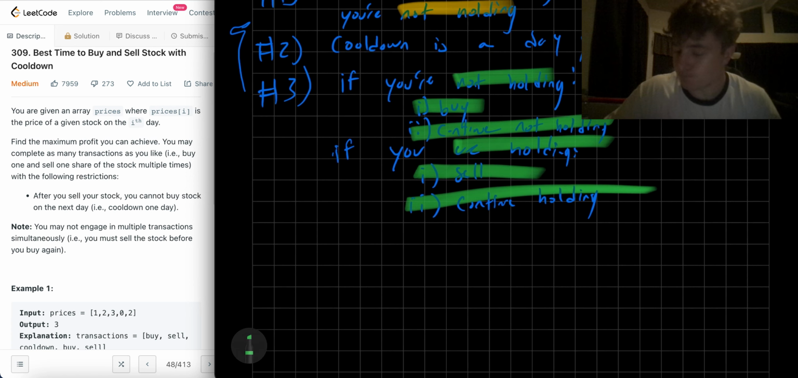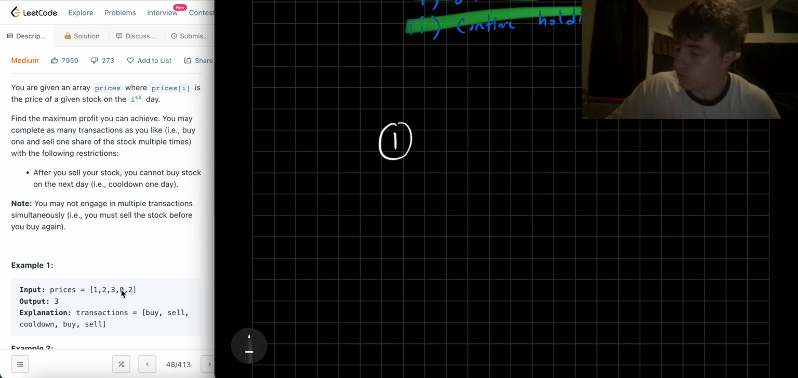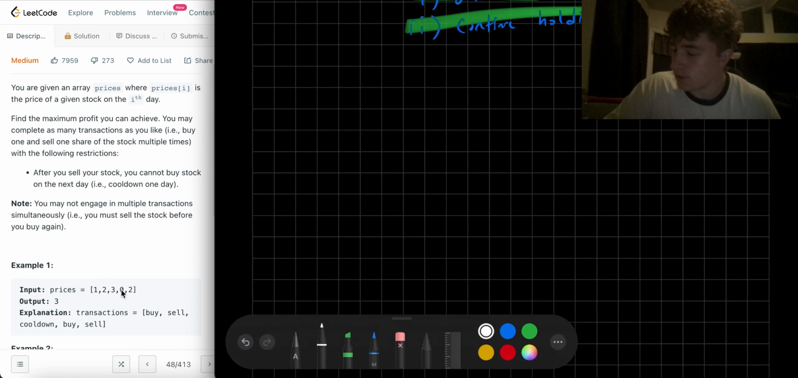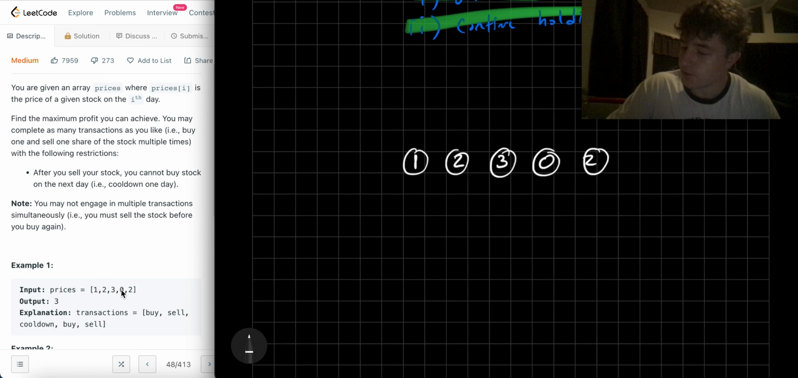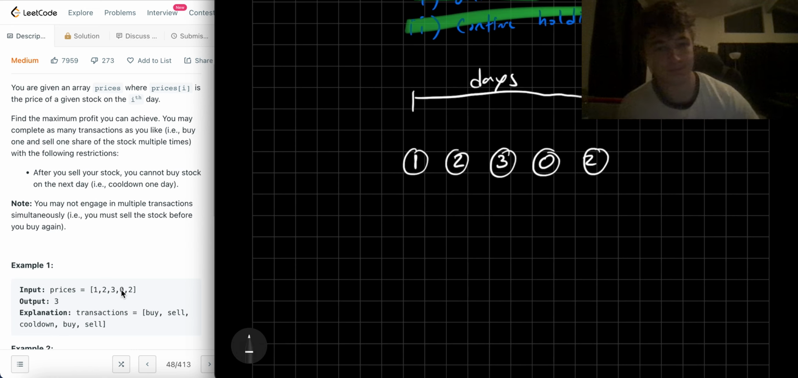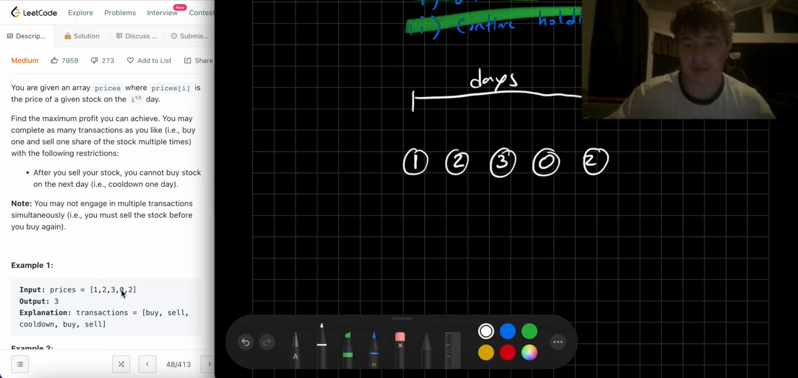moment. So when we look at this example, 1, 2, 3, 0, 2, so we have 1, 2, 3. Let's draw this a little bit better. So 1, 2, 3, 0, 2. And we'll model this system as a graph, right? So these are each of our days within this period, right? And, well, I guess, at any of these days, you can decide to do a few things, right?